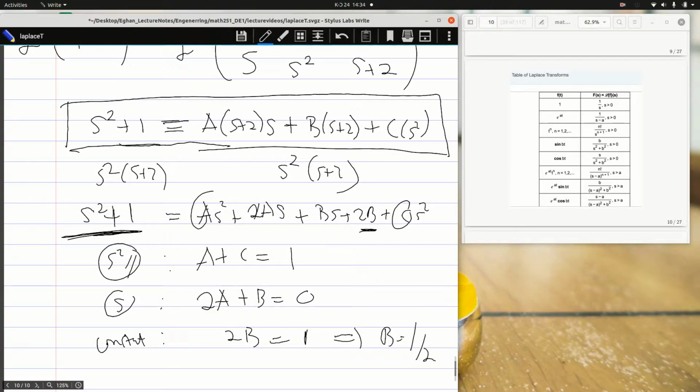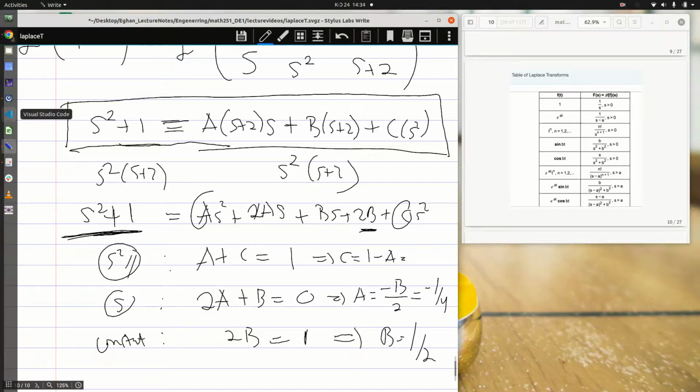Then I can find A from here. A is negative B on 2. And what do I get for that? That'll be negative 1 on 4. And then from here, I can simply find C as 1 minus A. 1 minus negative 1 on 4, what do I get? I get 5 on 4.